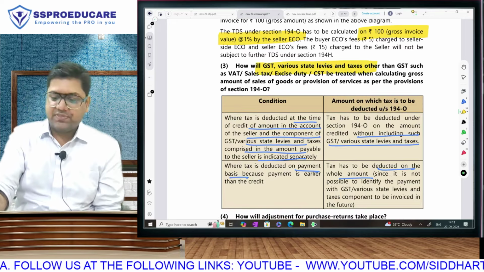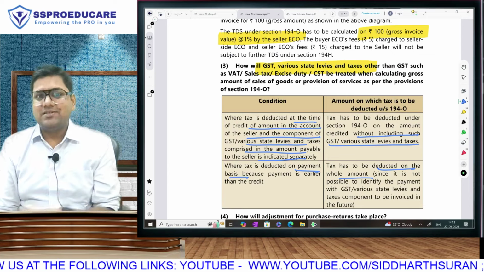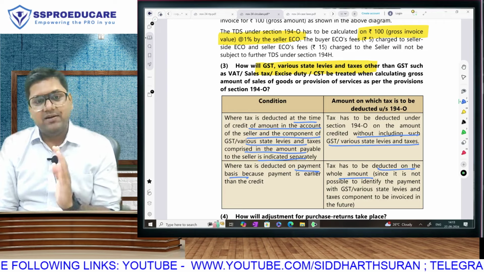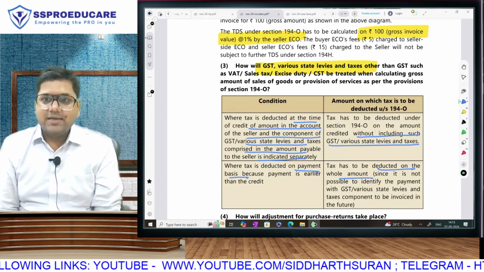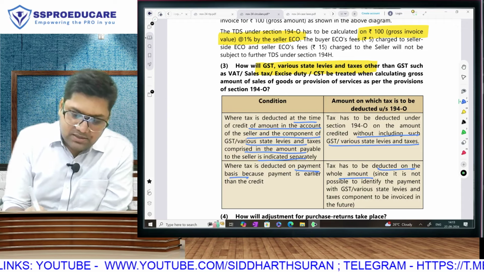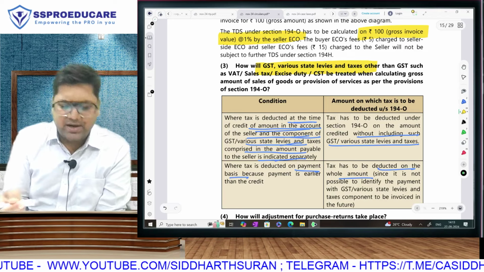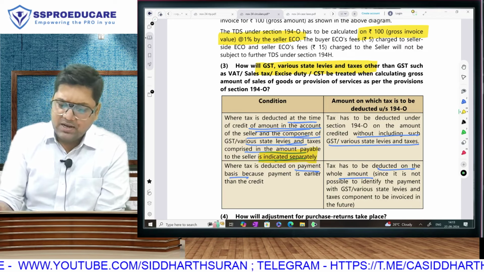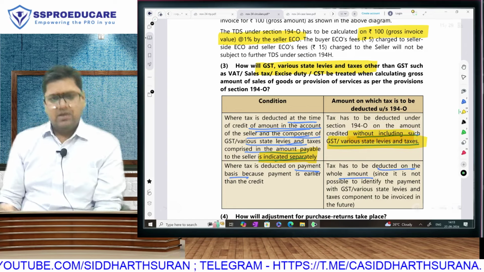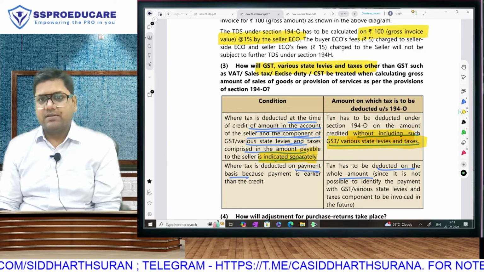See, we have observed one thing throughout the TDS chapter, that GST as a rule is not going to be considered for TDS purposes. As a chartered accountant, if I make a bill of 1 lakh with 18,000 GST, my client will deduct TDS only on 1 lakh. The GST component does not attract TDS. So whether tax is deducted at the time of credit of amount, and there are GST or any state levies which are indicated separately, TDS will be deducted under this section without including GST. So that way it meets the general rule, correct?